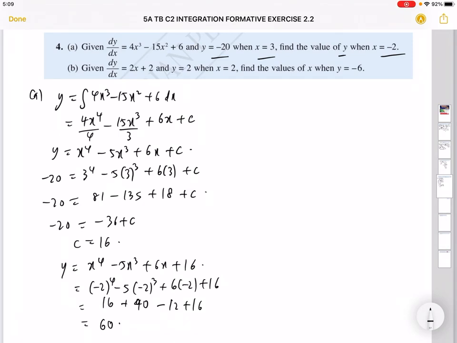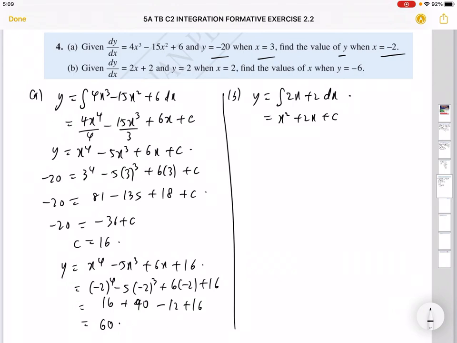Okay, next, let's look at B. The dy/dx is given. Again, we integrate our dy/dx to get our y. In this case, it's x squared plus 2x plus c. Right? Now, this is easier than part A. You're supposed to find c first. Let's sub in when y is 2, x is 2. All right, so 2 equals 4 plus 4, 8, plus c. C is 2 minus 8, negative 6. Now, so my y is now x squared plus 2x minus 6.